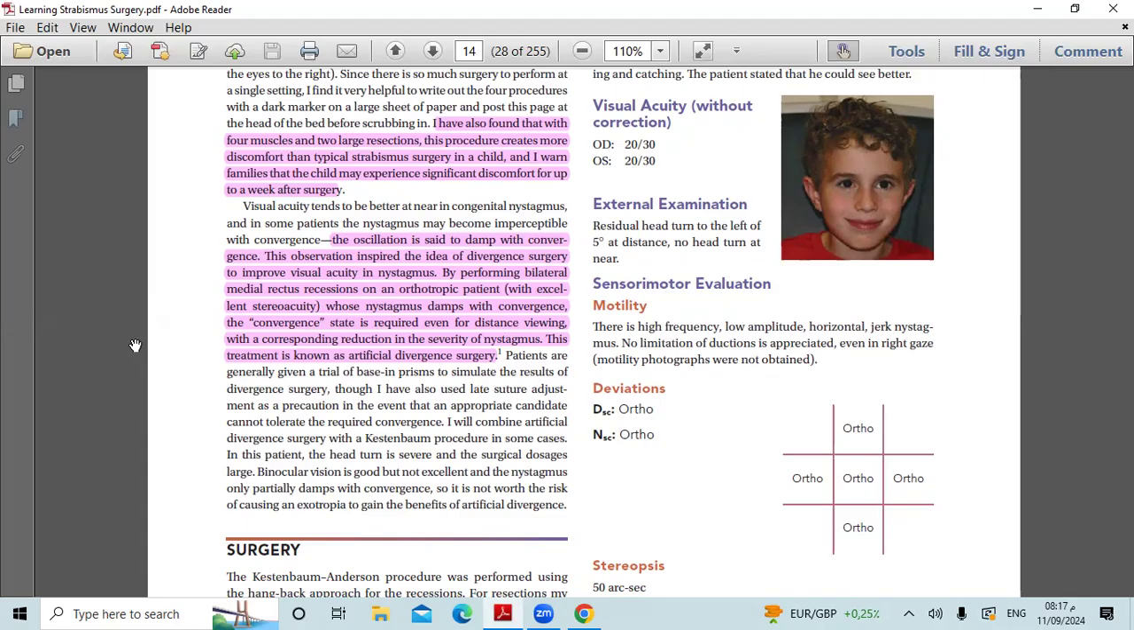Let me ask you, Dr. Muhammad, do you have any experience with this artificial divergence surgery? And did you believe? No, no, I believe it.